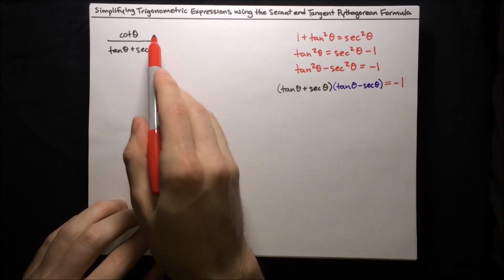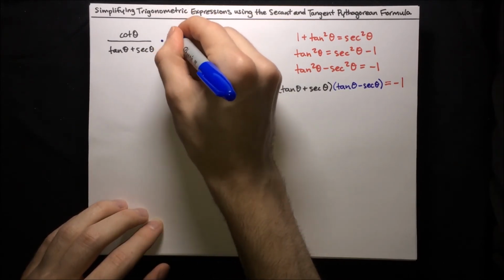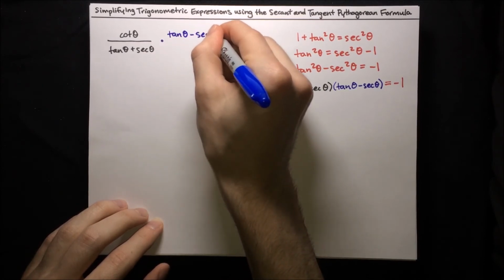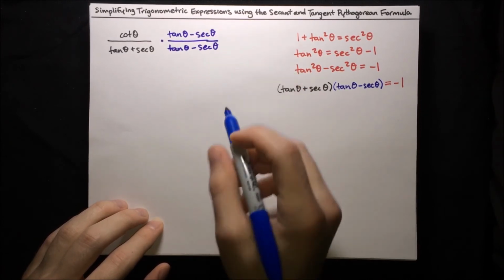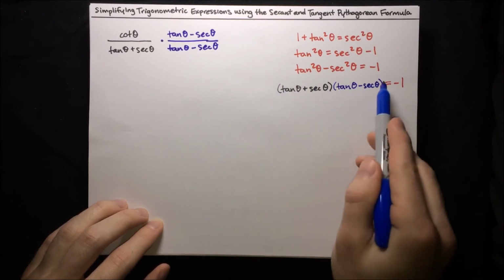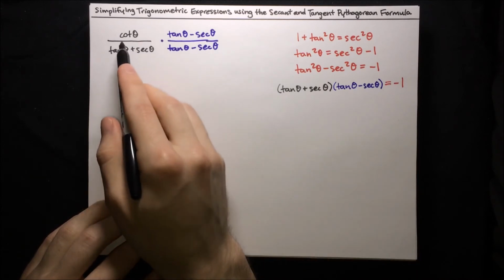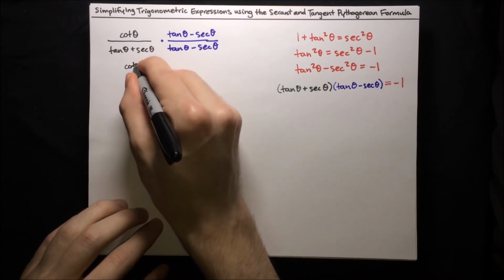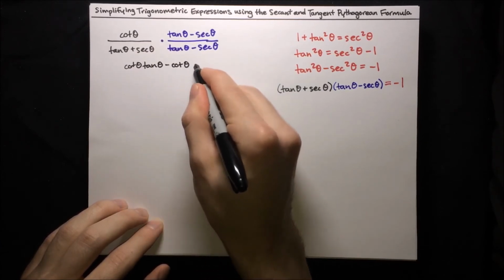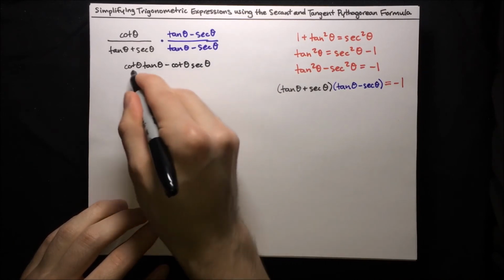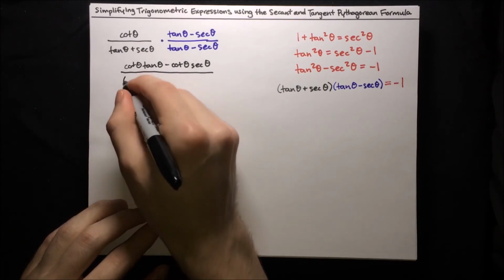Well, we can just multiply by that factor on the top and bottom. Let's multiply the numerator and denominator of this expression by tangent theta minus secant theta over tangent theta minus secant theta. That way this denominator will take the form of this left-hand side here. So let's write it out again, but with the denominator taking this form. So this comes out to cotangent theta times tangent theta minus cotangent theta times secant theta. And yes, that top can be simplified a bit, but let's not worry about that for now. Let's just write the denominator first.